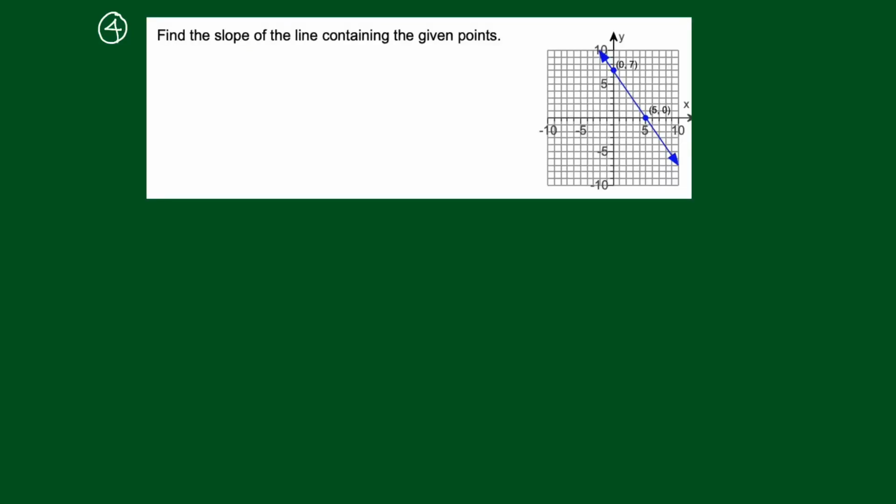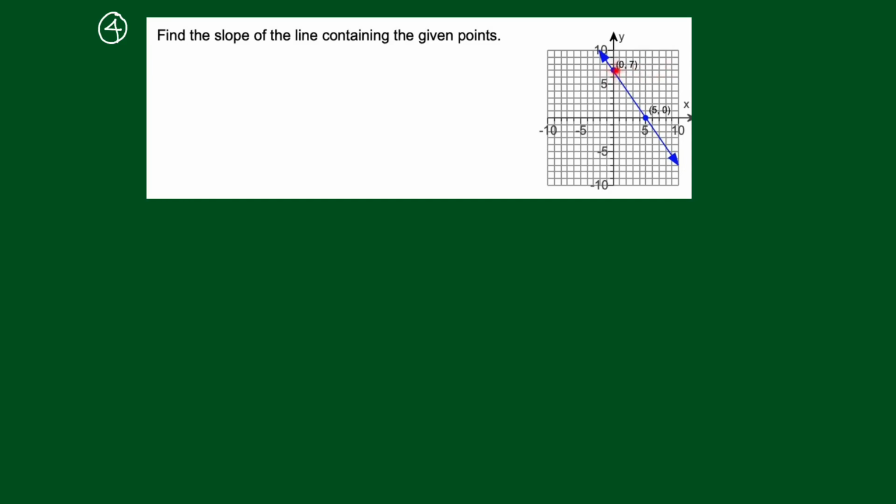Let's find the slope of the line containing these 2 points. Now the 2 points are 0, 7. Now that's right on, there's no fractions here, so I know it's right on that intersection, right on that coordinate part there. And this one is 5, 0. So I'm just going to do this by a count. So what do I need to do? I'm going to start at this point here, and I'm going to look left to right.